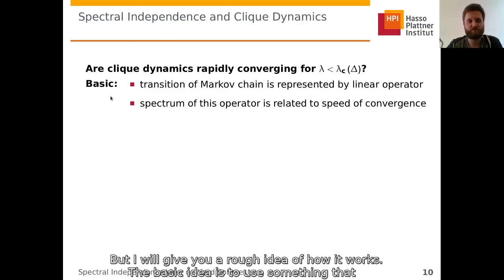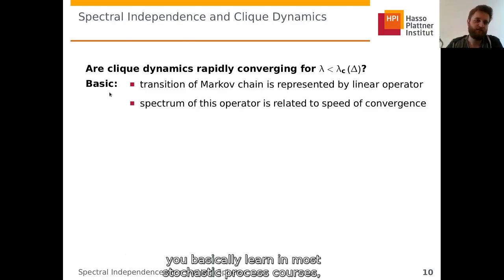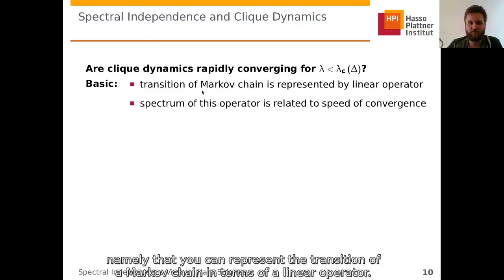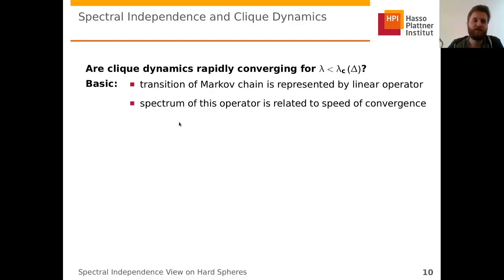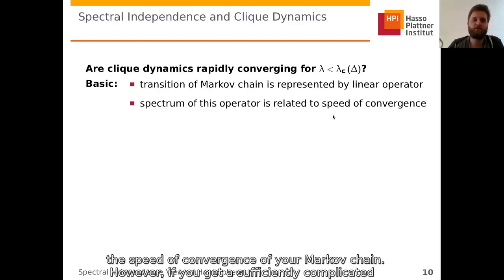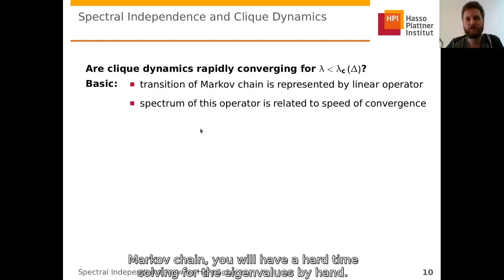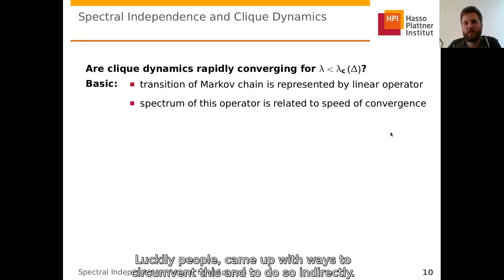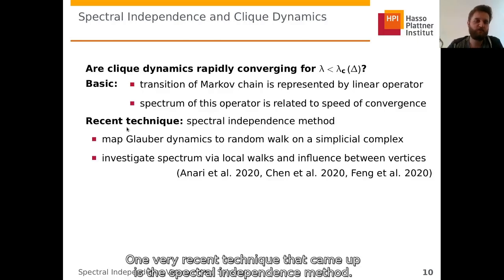So the basic idea is to use something that we basically learn in most stochastic process courses, namely that you can represent the transitions of a Markov chain in terms of a linear operator. Now, when investigating the spectrum of this operator, this tells you a lot about the speed of convergence of your Markov chain. However, if you get a sufficiently complicated Markov chain, you will have a hard time solving for the eigenvalues by hand. Luckily, people came up with ways to circumvent this and do so indirectly, and one very recent technique that came up is the spectral independence method.